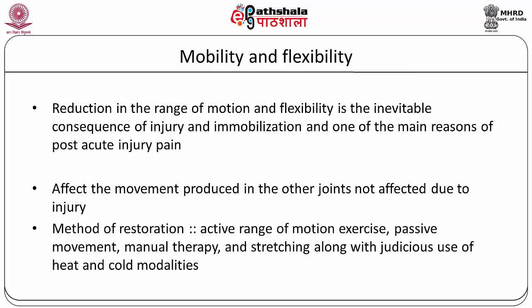Reduction in the range of motion and flexibility are the inevitable consequences of injury and immobilization, and it is one of the main reasons for the post-acute pain. The immobilization of one joint also restricts the movements produced in the other joints which are not affected by the injury. The restoration of the full range of joint motion and length of soft tissue is the first goal of any rehabilitation program. The methods used for this purpose are active range of motion exercise, passive movements, manual therapy and stretching, along with the judicious use of heat and cold modalities.